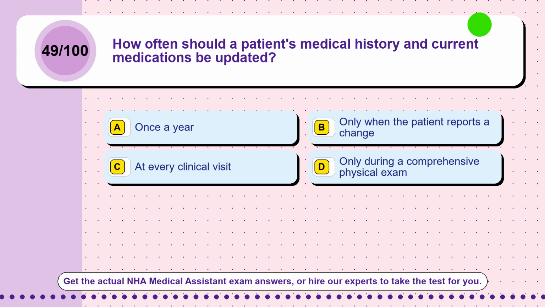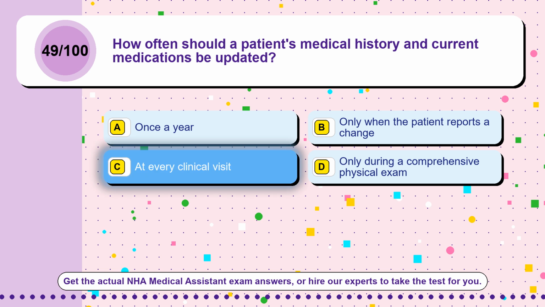When performing a dermal puncture on an infant's heel, what is the maximum allowable depth to prevent osteomyelitis? Option A, 1.0 mm. Option B, 2.0 mm. Option C, 3.0 mm. Option D, 4.0 mm. The correct answer is option C.